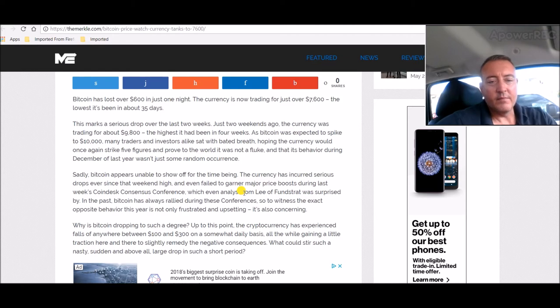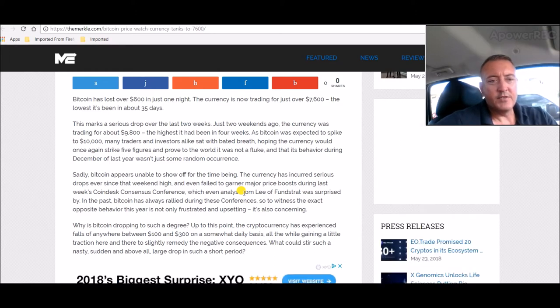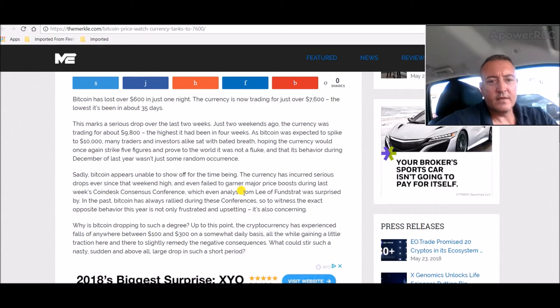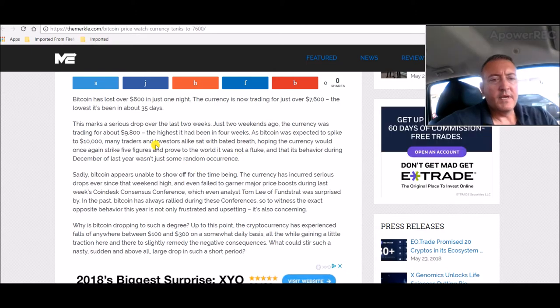So it's not good. The highest it had been in 4 weeks, as Bitcoin was expected to spike to $10,000. Many traders and investors sat with bated breath, hoping the currency would once again strike five figures and prove to the world that it was not a fluke and that its behavior during December of last year wasn't just some random occurrence. Sadly, Bitcoin appears unable to show off for the time being.